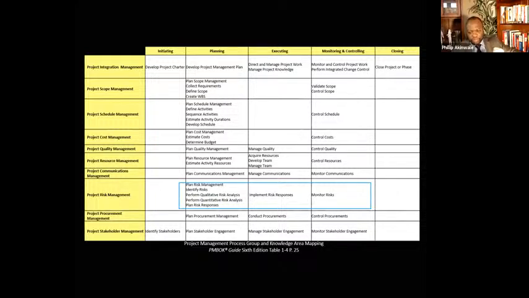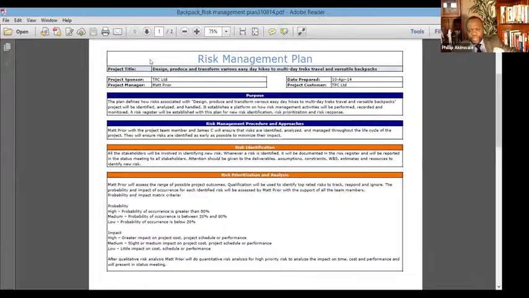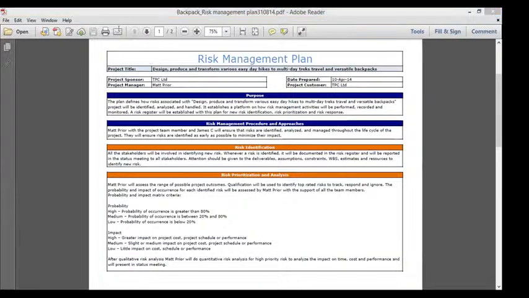I'll give you a picture here really quick. So if you take a look here, you can see the risk management plan. This is just a plan for how to manage risks. What processes are you going to put into your project for managing risk? That's really what this is. So the purpose of the document is really to define how risks are going to be managed from start to end. How are we going to do our risk management in general?